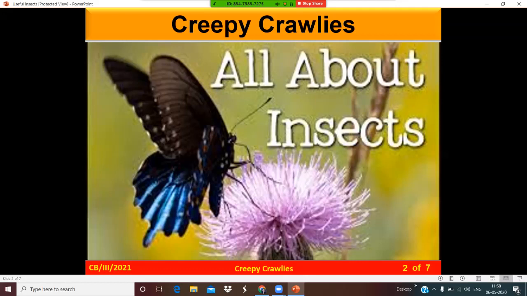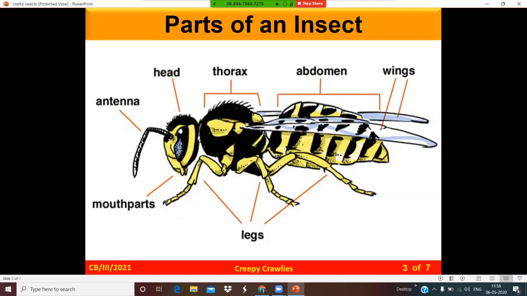Yes. In previous class, we have already studied about the parts of an insect. One more time, I want to revise this. The first part is head, second part is thorax, and the abdomen, right? Now, on the head, there are antennas which act as sense organs. This is a mouth. Then this is a thorax. On the thorax, there are two wings, and you will find the legs also. Then abdomen. In abdomen, all the internal organs are present. Okay. So these are the parts of an insect.